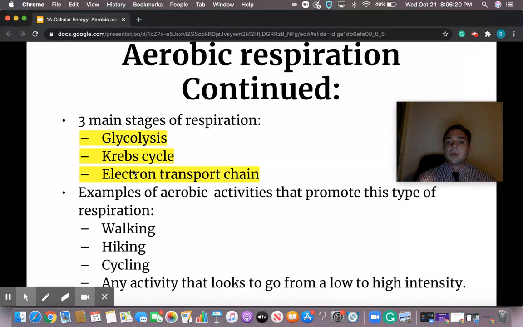So within aerobic respiration, there's three steps: glycolysis, the Krebs cycle, and the electron transport chain. But before we go into those, I just want to say that at some point, all of us have performed or been a part of an aerobic activity. It's essentially an exercise that looks to go from low to high intensity. So things such as walking, hiking, and cycling would be examples of this.